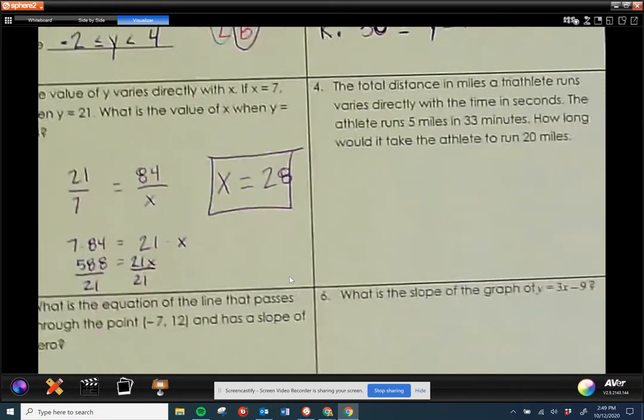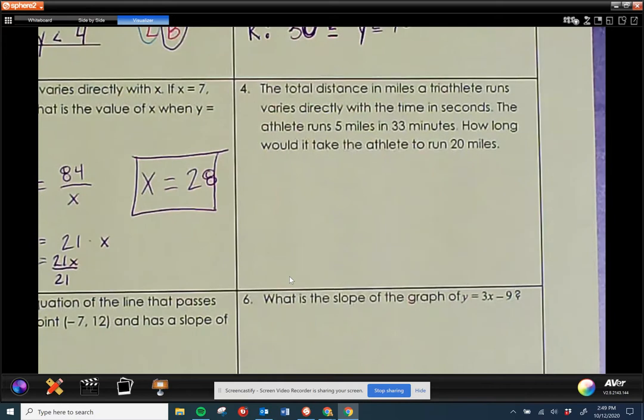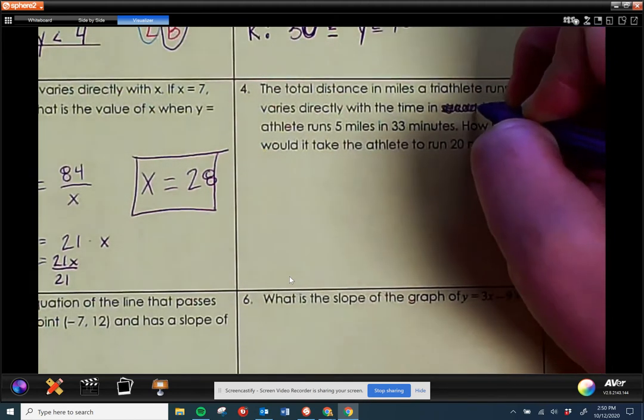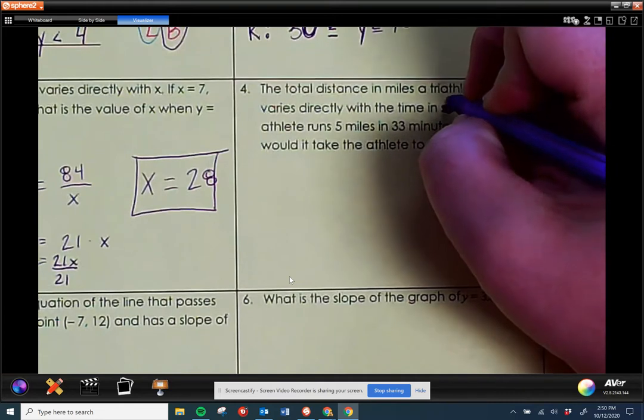All right. Number 4 says the total distance in miles that a triathlete runs varies directly with the time in seconds. And this should say the time in minutes. That is a typo. Sorry for that mistake.